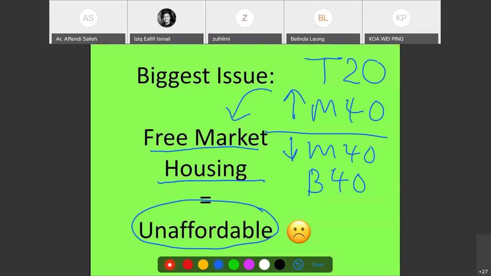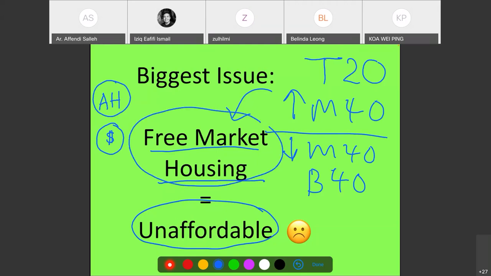But the problem is the government doesn't have that much money to build for the society. So the government can only make policies. They force private developers to provide affordable housing at a controlled selling price when the private developer wants to do free market housing. It's a forceful policy. Private developers cannot escape from building affordable homes.